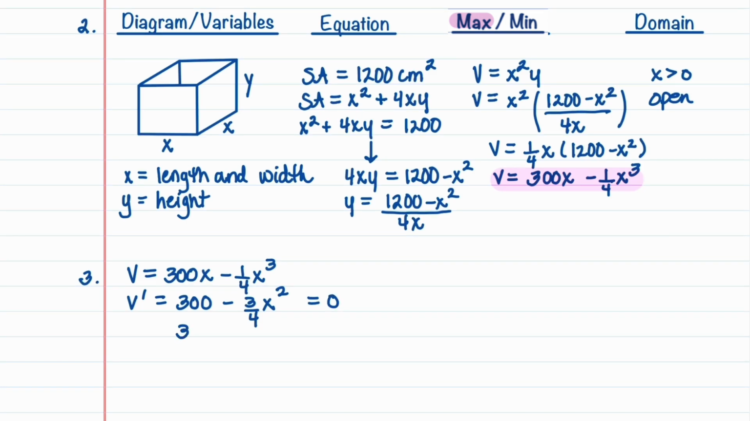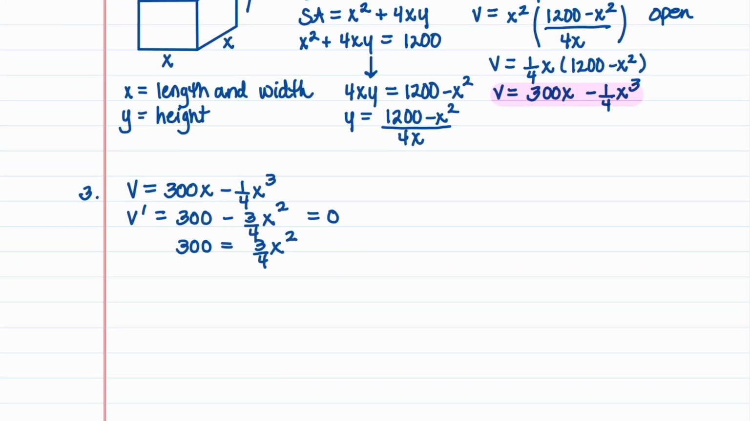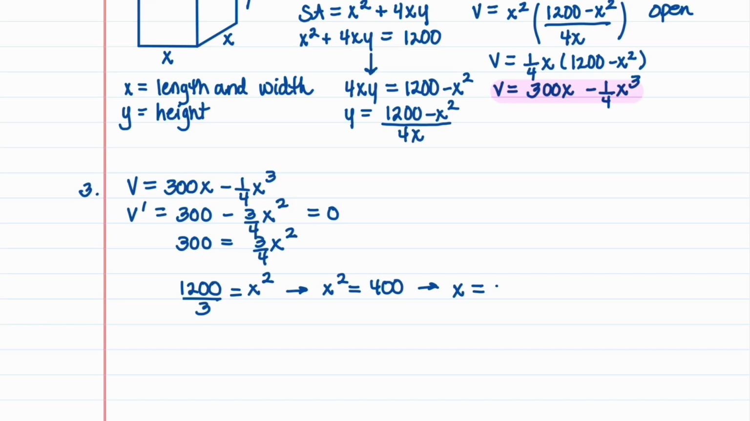So we have 300 is equal to 3/4 x squared. If we multiply by 4 and divide by 3, we are going to get 1200 divided by 3 is equal to x squared. So this tells us that x squared is 400. And we take the square root of that, and it's really nice. And we get that x is equal to 20.